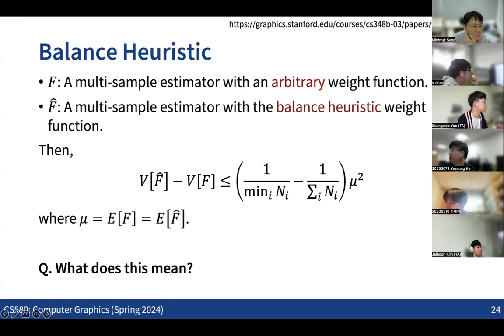Well, basically, what we can see is that the right-hand side of this term is always positive, right? So the minimum number of the ni should be equal or smaller than the sum of the ni, right? This means that this should be bigger, and this is squared, which means that the right-hand side should always be positive, right?